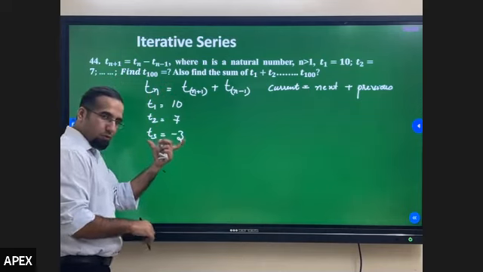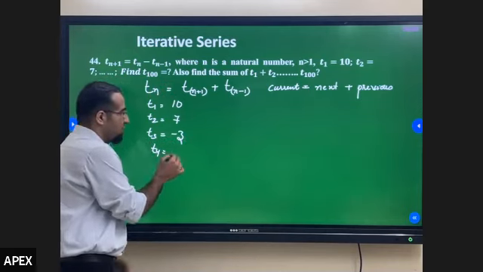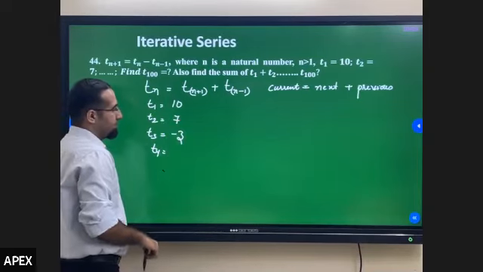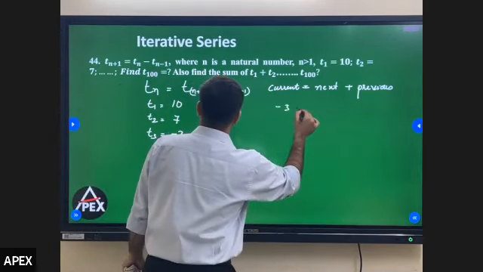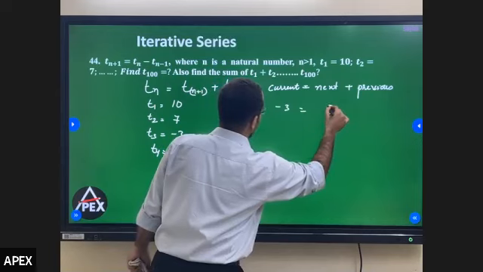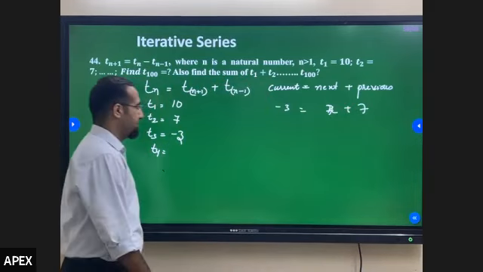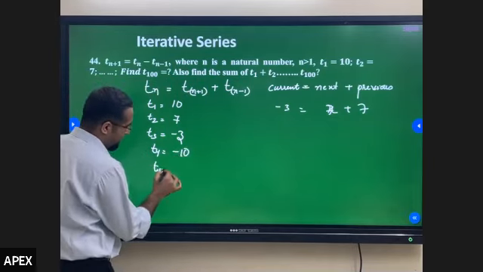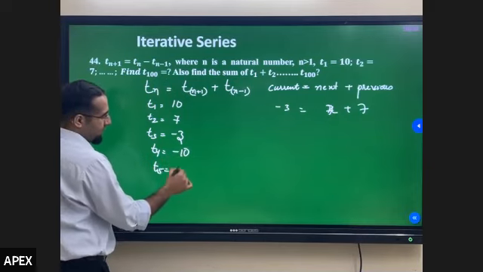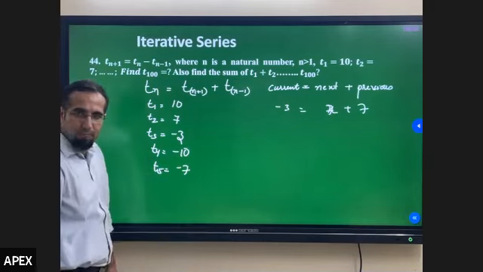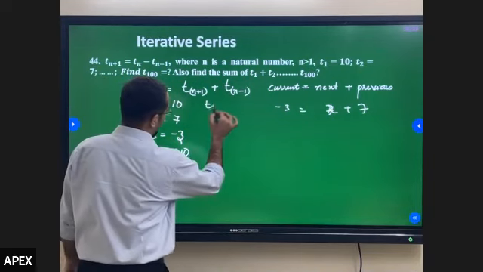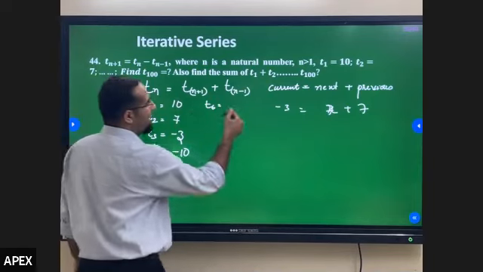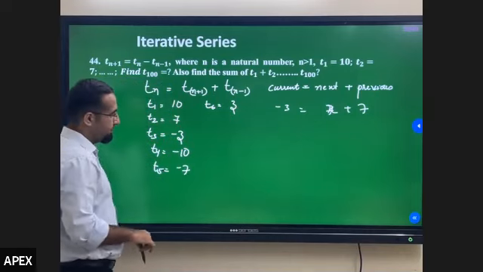This is my current term now, which is equal to my next term plus this. So minus 3 is equal to 7 plus the next term, which gives minus 10. Now what do I get for T of 5? Minus 10 is equal to something plus this. Can you say minus 7? Now what is T of 6? Minus 7 is equal to minus 10 plus what? Minus 10 plus 3 is equal to minus 7.